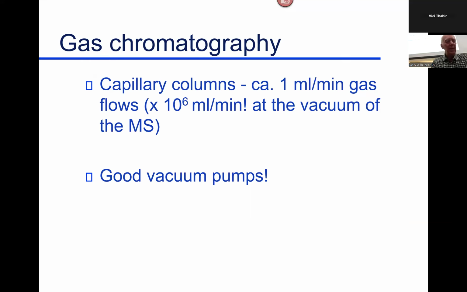For gas chromatography, that's not too much of a problem, that small amount of solvent. It's a very, very fine column, very small diameter. You're working with very, very low levels of solvent. In this capillary column, the flow is 1 milliliter per minute. So at the end of your gas chromatograph, feeding into the mass spec, if you have a carrier flow of 1 milliliter per minute, the volume just went up by a factor of 10 to the 6.